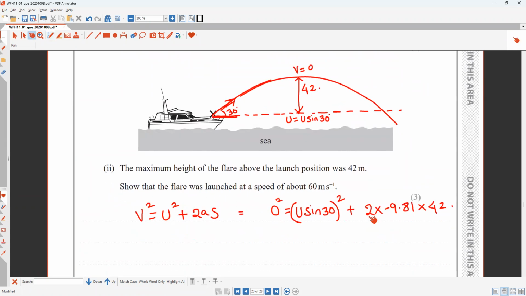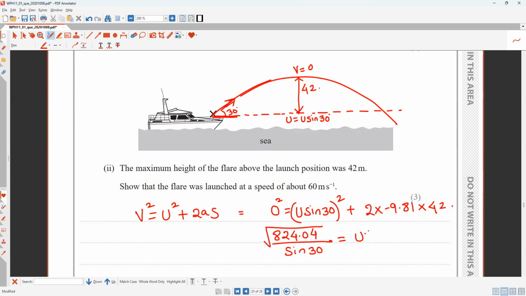Do this in your calculator. Bring them on this side, it becomes positive. So 2 into minus 9.81 into 42. Okay, bring it on the other side. Root of the answer divided by sin 30. 824.04. So 824.04, root of it, then divide by sin 30 will give you u.